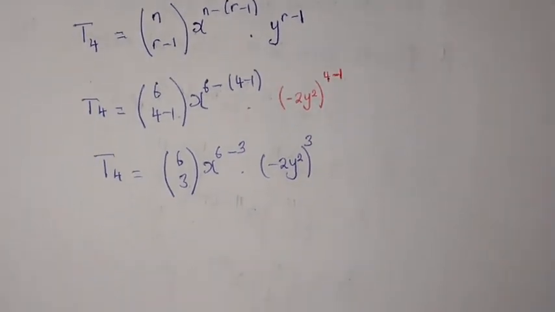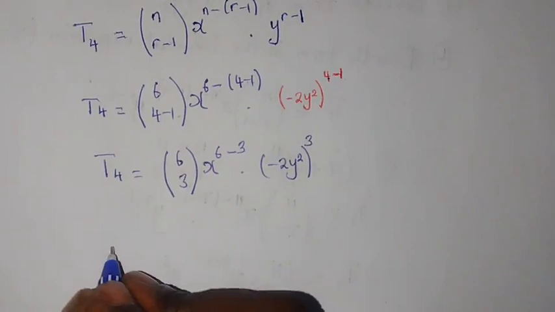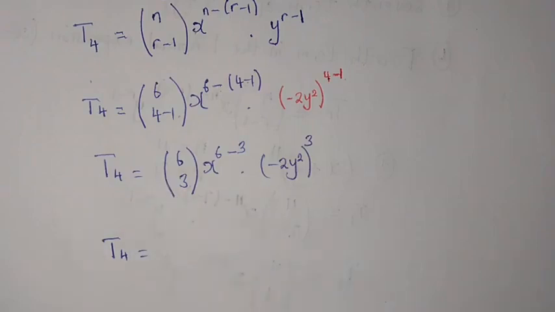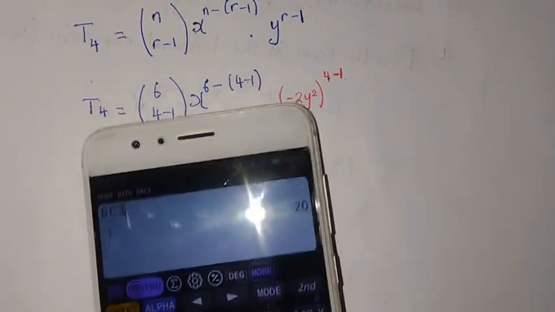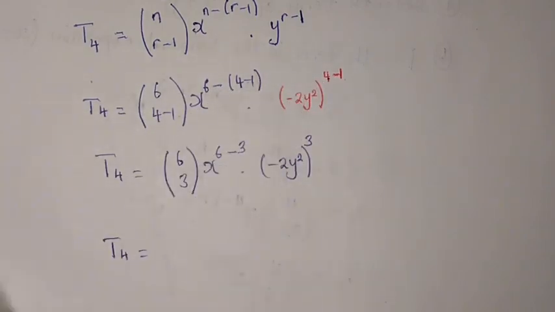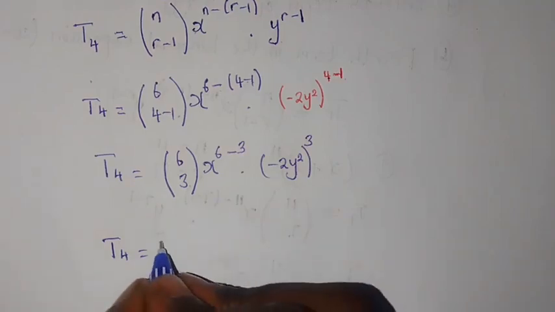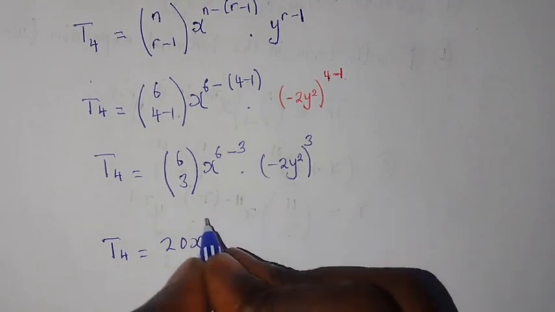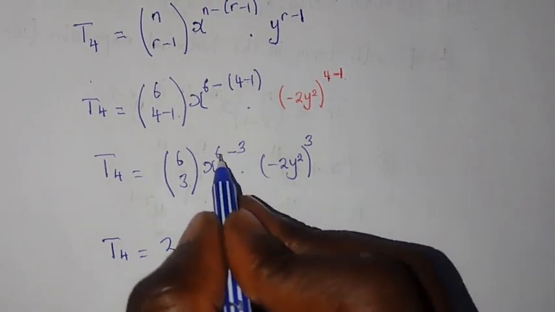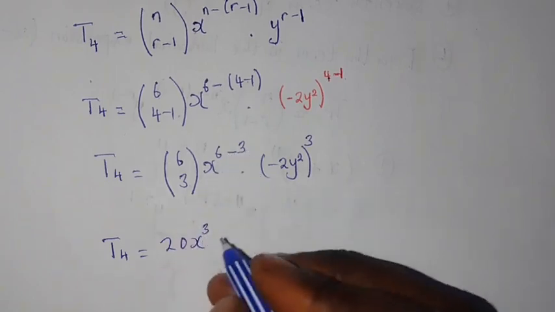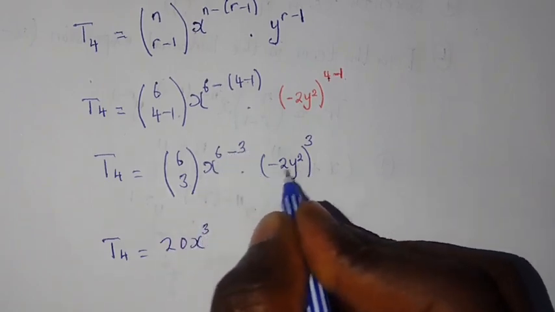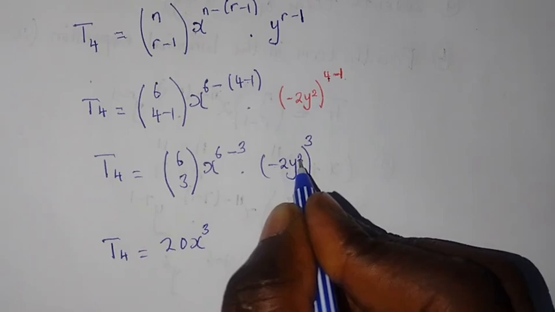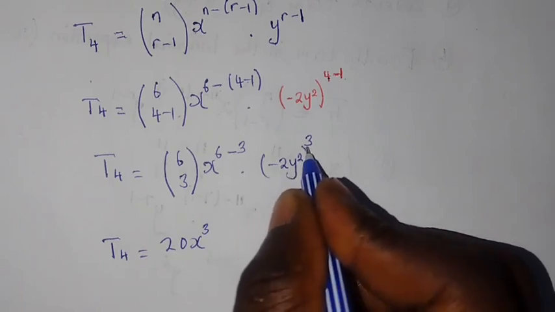So from here, we can now come up with our final answer. I can write fourth term equal to, now 6 combine 3 gives us a 20. Just get your calculator, you press 6 combine 3. This will give us a 20x power 3, because 6 minus 3 is a 3. Then this y, it's in brackets, we have negative 2y squared raised to the power of 3.